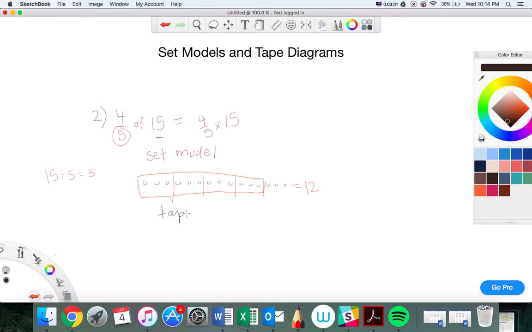Next, I'll do the tape diagram as well. So I'm going to start off with my long bar. And this time I'm going to have 15 different sections. And I am going to look back at my denominator again. It's going to tell me how many times I need to count out. So I'm going to have 1, 2, 3, 4, 5.